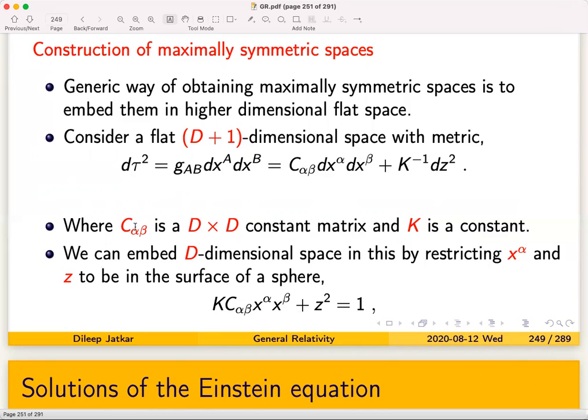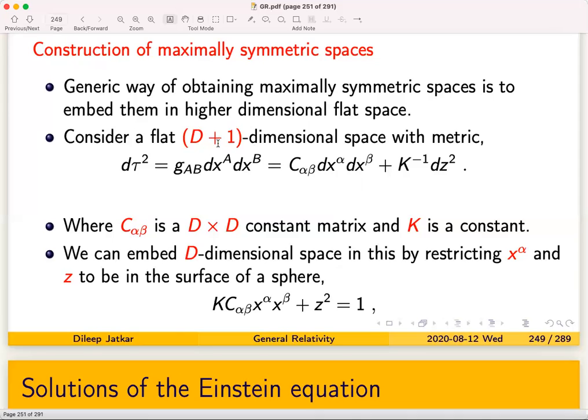And because both C alpha beta and k are constant, the Riemann-Christoffel connection would vanish, simply because that involves derivatives of the metric with respect to some coordinate. But since the metric components are independent of coordinates, the connection vanishes. And since the connection vanishes, its derivative also would vanish, and therefore the curvature is also zero. So that is why the d plus 1 dimensional space is flat.